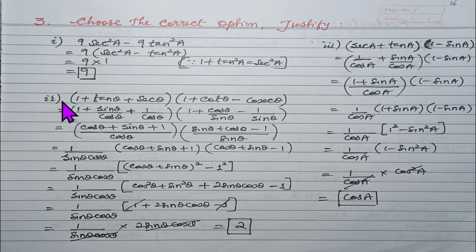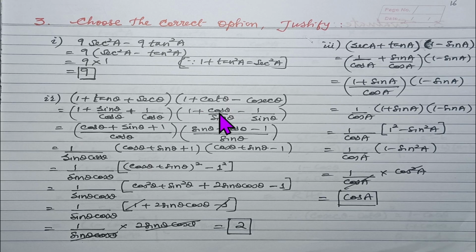Now example number 2, we have been given 1 plus tan A plus sec A in the bracket, and 1 plus cot A minus cosec A in another bracket, and the value of this will be 2, as in the choice 2 is the correct answer. Now let us see why it is 2, or let us justify this. Let us convert tan theta as sin theta by cos theta, because we know that tan theta is equal to sin theta by cos theta and sec theta is 1 by cos theta.